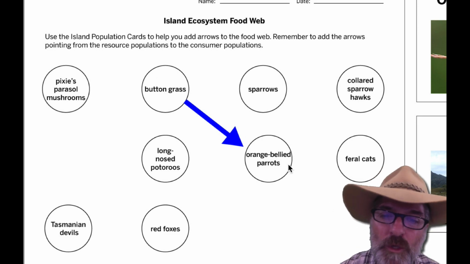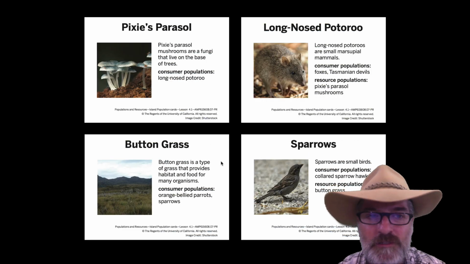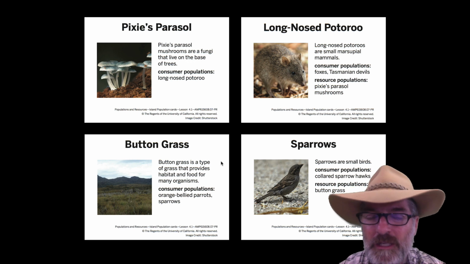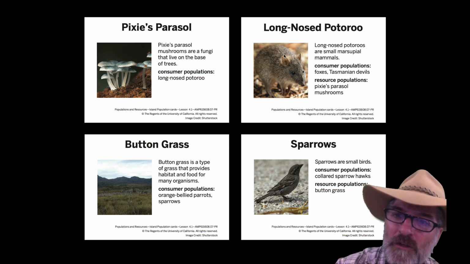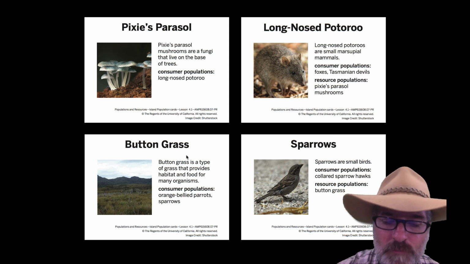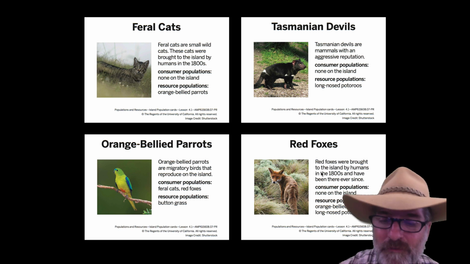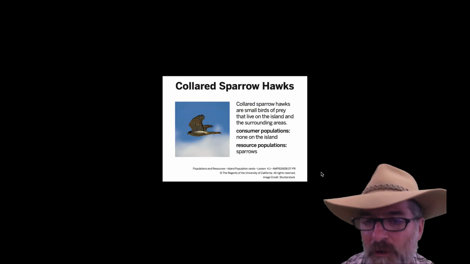Okay, so what you want to do is go ahead and fill this out with different arrows, but you're going to need the cards. So you've got the mushroom here. Over here, you've got the long-nosed potoroo. Over here, you've got the sparrow, button grass. You've got feral cats, Tasmanian devils, orange-bellied parrots, red fox, and then last, we've got the sparrow hawks here.